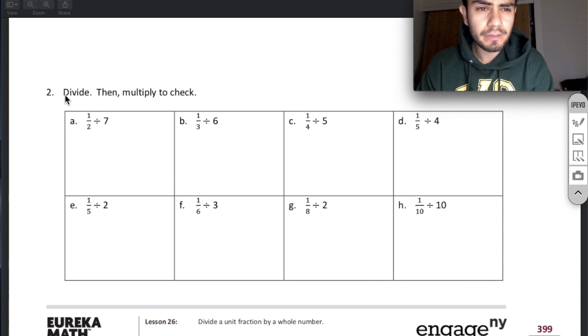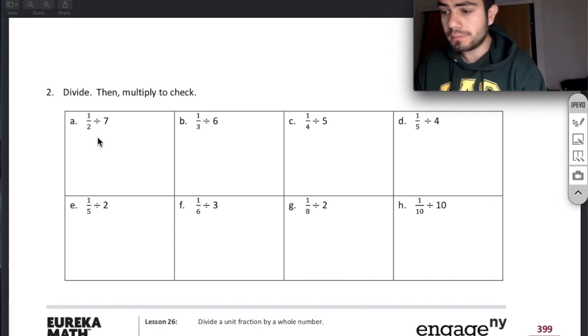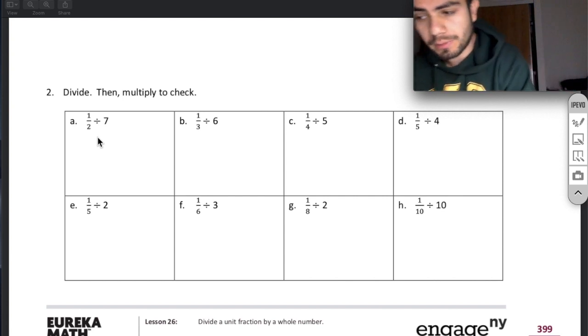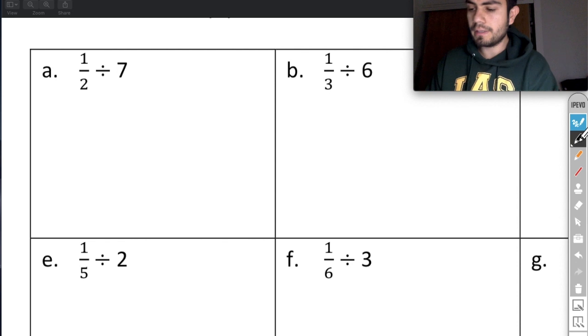Okay, so let's take a look at 2a here. Now, although it's telling us to simply just divide then multiply to check, it's not asking us for a tape diagram, but I'm going to encourage you to still use a tape diagram to help you solve these problems, okay? Because it just helps you visualize them a little bit better. Okay, so let's take a look at A here for 2a.